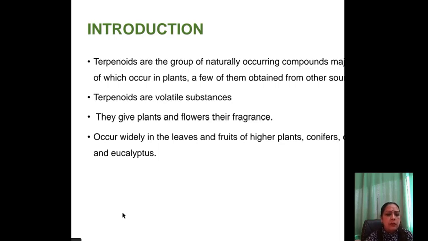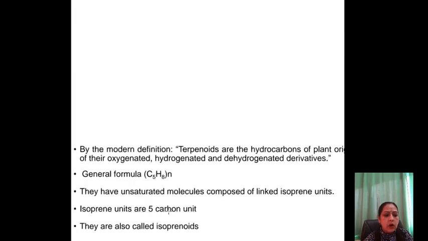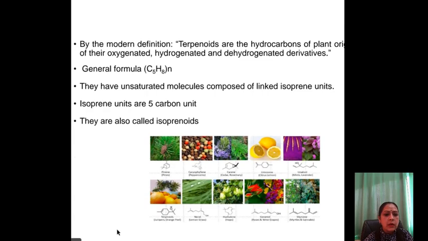Now, what are terpenoids? Terpenoids are a group of naturally occurring compounds found in the majority of plants and a few other sources, like fragrant plants and flowers. From these fragrant plants and flowers, we get the terpenoids. Terpenoids are volatile substances. They widely occur in leaves and fruits of higher plants, conifers, citrus and eucalyptus.